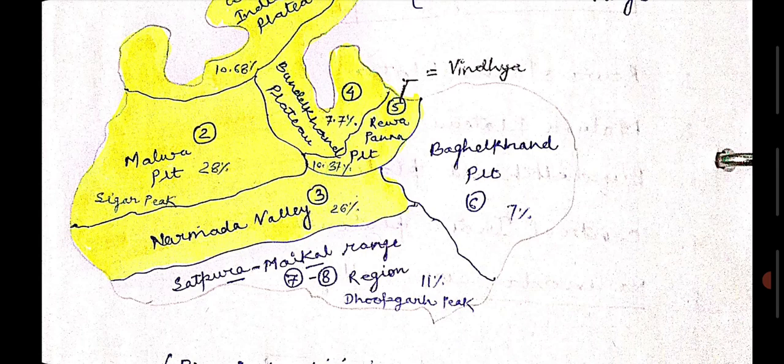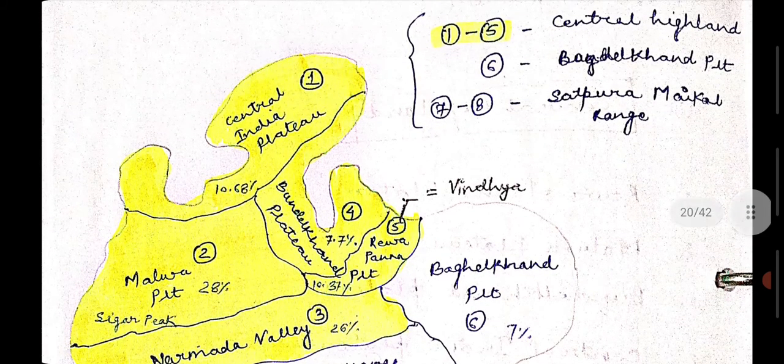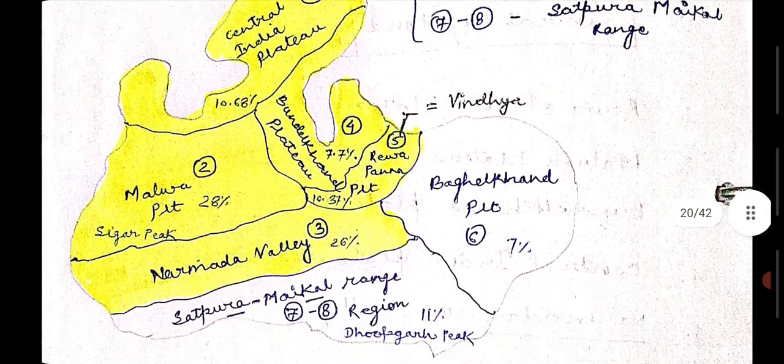Then third is Central India Plateau, that is 10.68%. Fourth is Riva Panna Plateau. It is 10.37%. So almost close to Central India Plateau, but Central India Plateau is a little bit higher, 10.68%. Riva Panna Plateau is 10.37%.